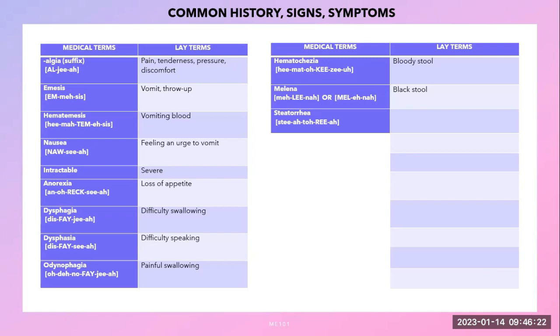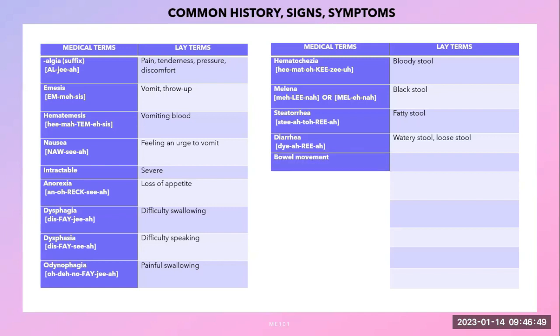Steatorrhea. Steato, that means that you have fats, right? Rhea, that means that you secrete something, and in this situation it is a stool. So you get fatty stool. Steatorrhea. And diarrhea, everybody knows, right? Diarrhea, loose stool or watery or something like that.